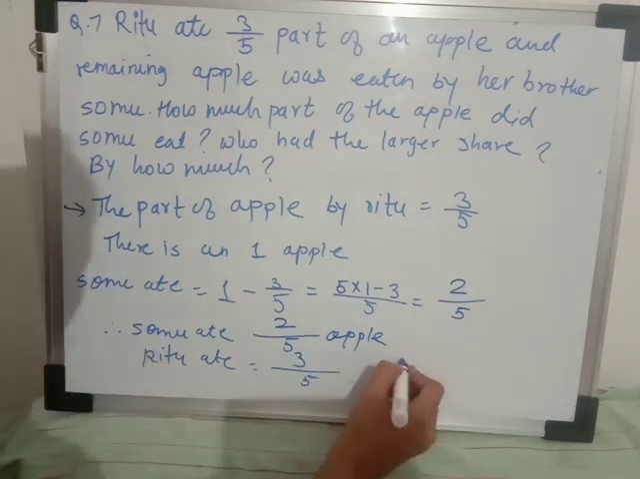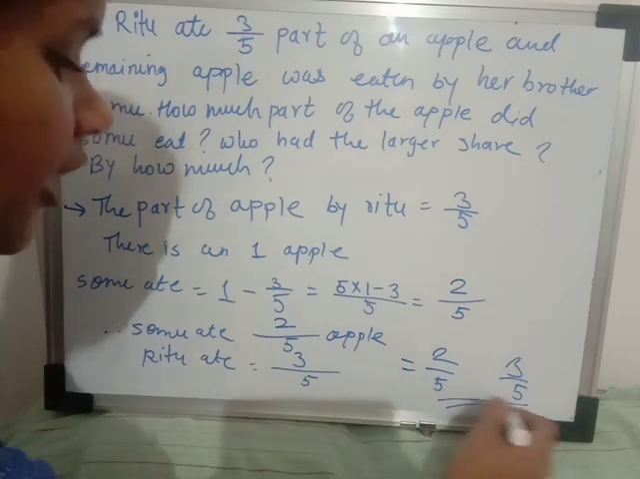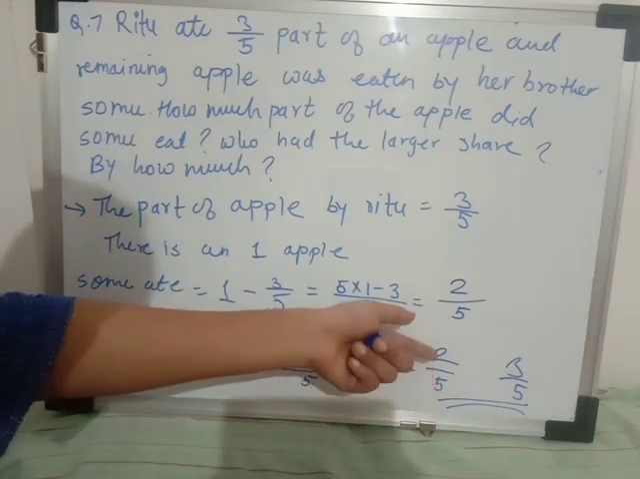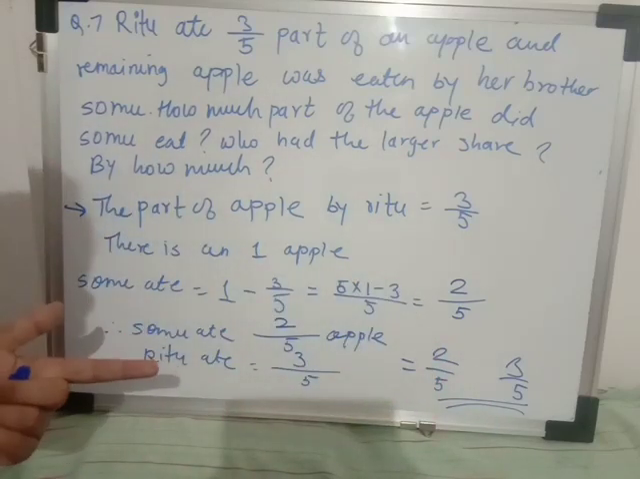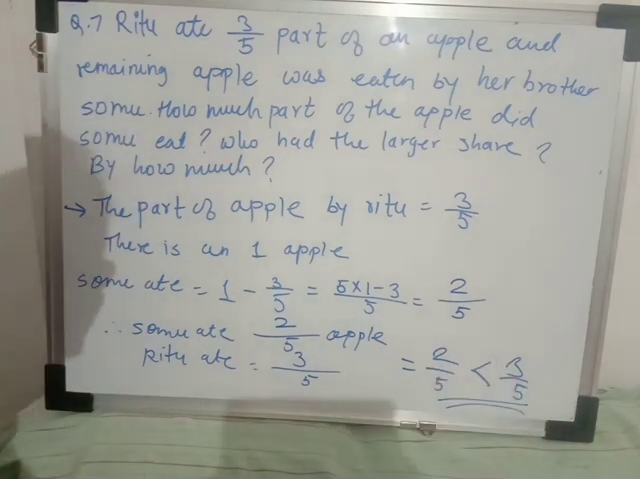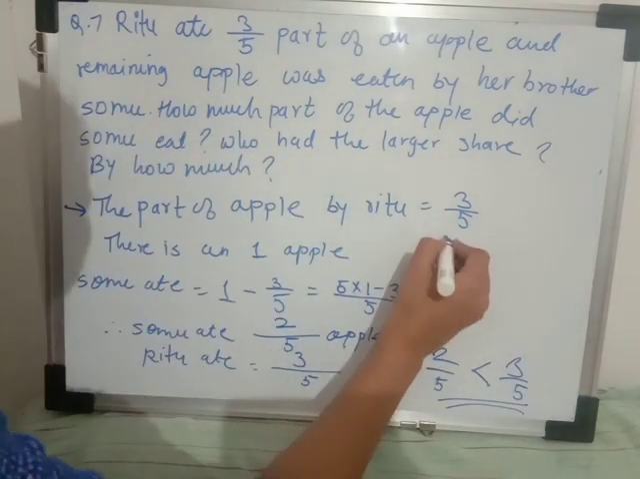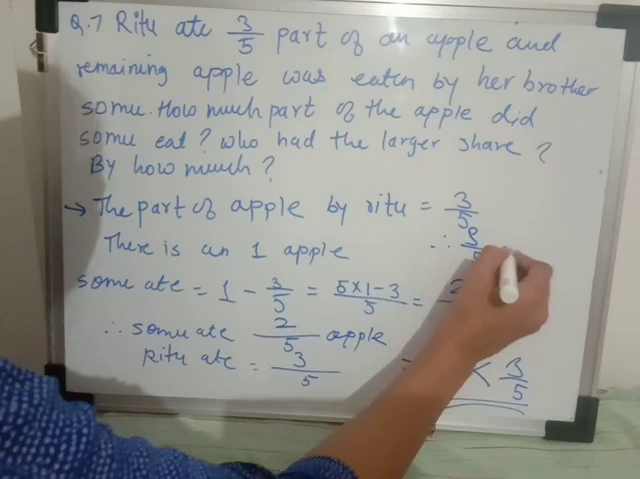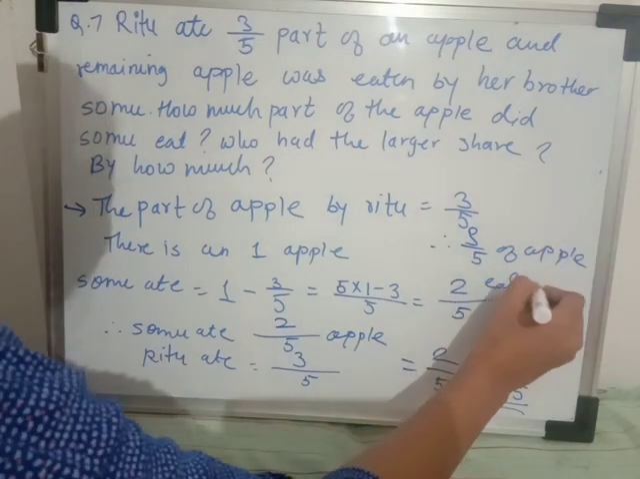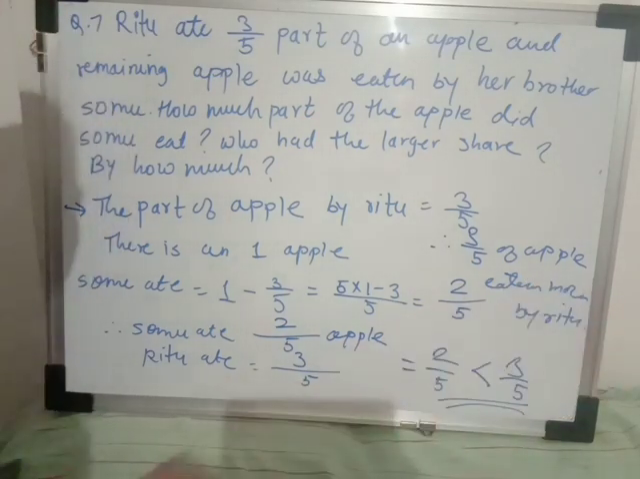So now we have 2/5 and 3/5. Now we have to compare. Here the denominators are the same, so we have to decide from the numerator which numerator is greater, that is 3. So here the 3/5 part is more than the 2/5. So who ate 3/5 part? So we can decide that 3/5 part of the apple was eaten more by Ritu. Okay, so we have solved this question.